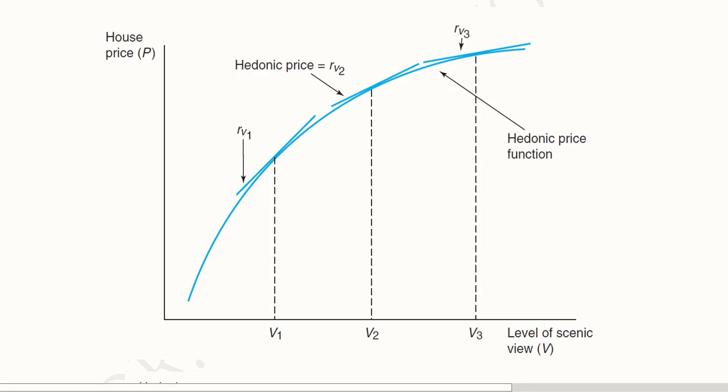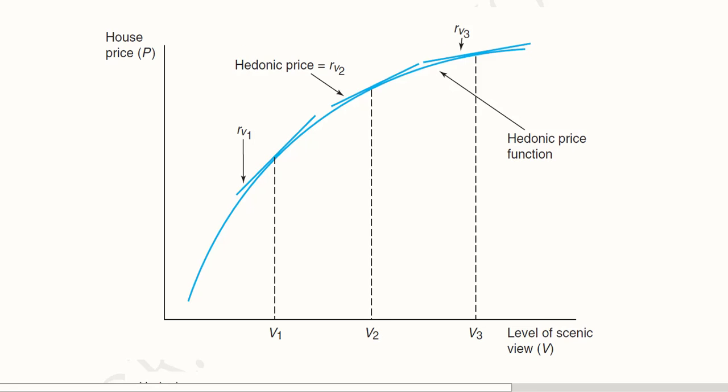So you can see if the view is improving from left to right, the price will increase, but at a decreasing rate, because the curve is showing an increasing trend at a decreasing rate. There are 3 points that we choose because of various levels of views: V1, V2 and V3, RV1, RV2, RV3. These are the various tangents that we have plotted, because the slopes are calculated on these 3 points. The slope here is higher, then it's lower, and this is flatter.